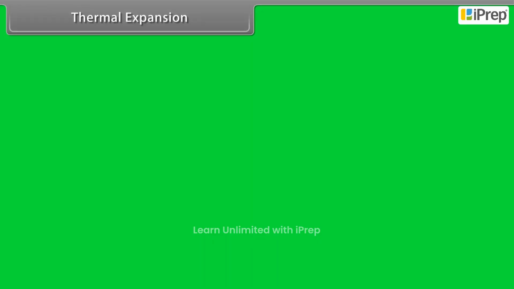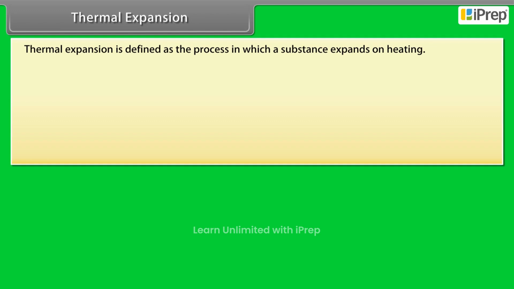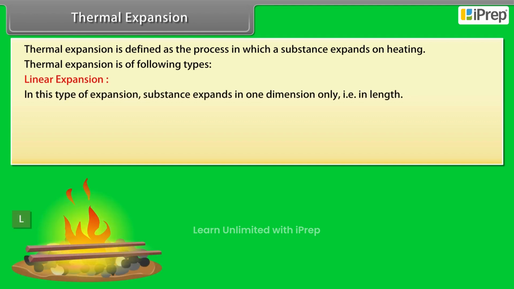Thermal expansion. Thermal expansion is defined as the process in which a substance expands on heating. Thermal expansion is of the following types. Number 1. Linear expansion. In this type of expansion, a substance expands in one dimension only, that is, in length.